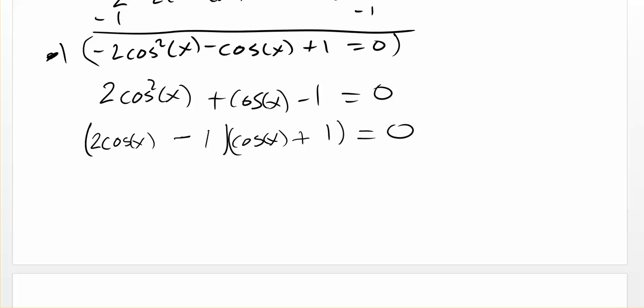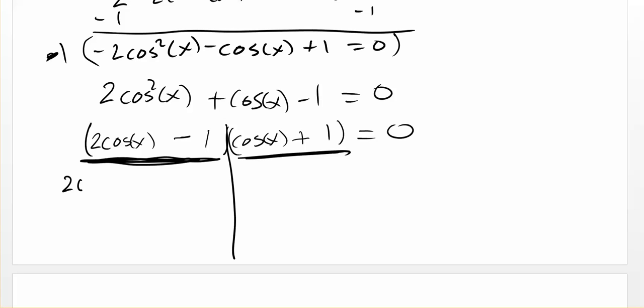Now, since I have these 2 linear factors in cosine, either this term has to equal 0 or this term has to equal 0, or the entire equation won't work. So I split down the middle and I set both of these equal to 0. 2 cosine of x minus 1 equals 0, or the cosine of x plus 1 equals 0.